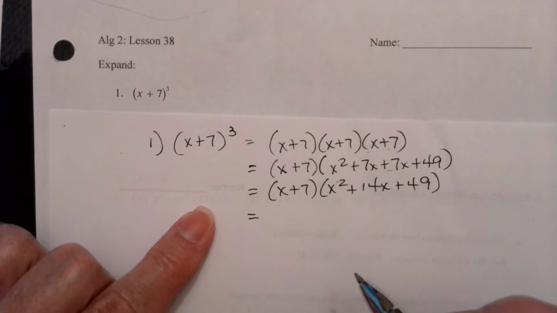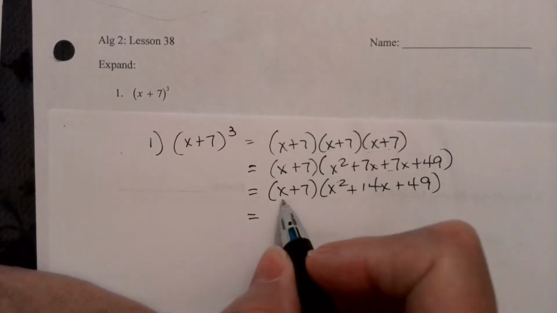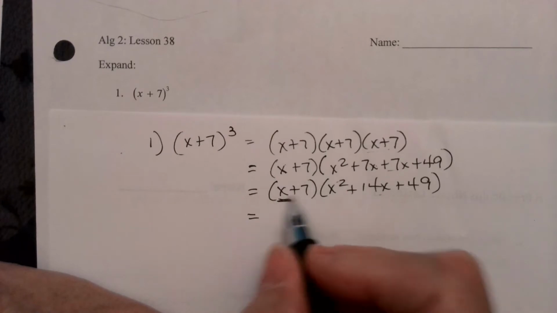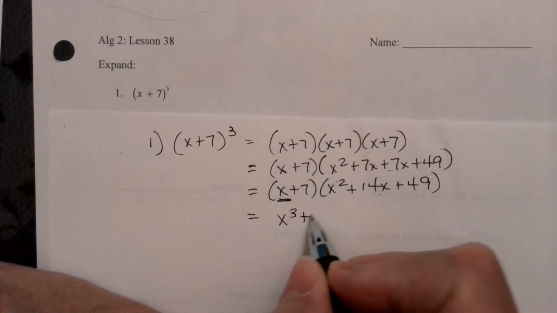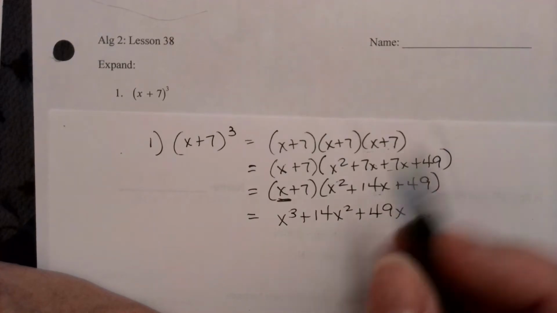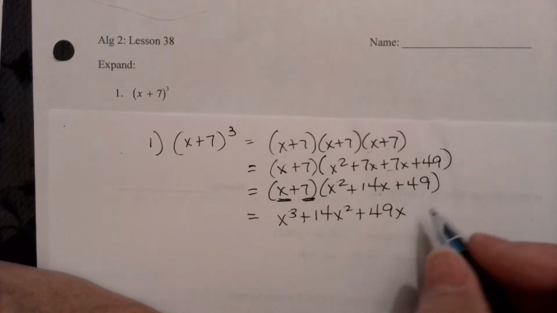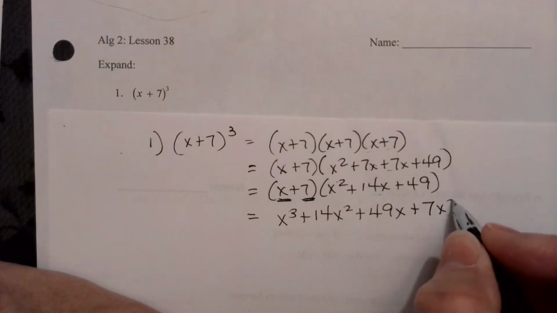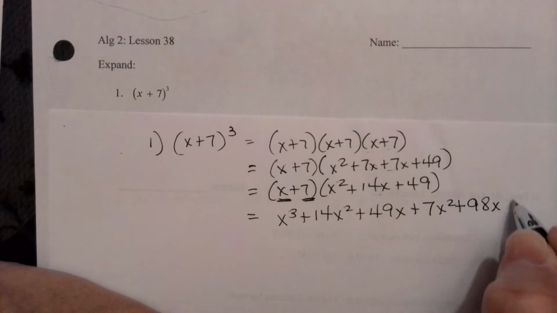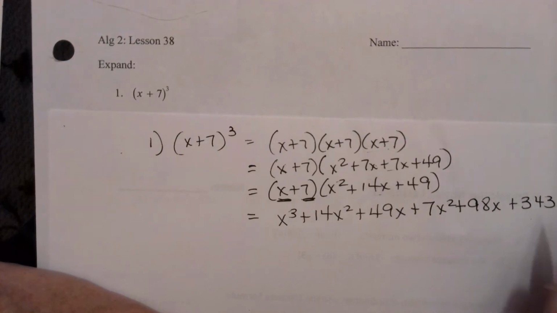Okay, now when you get ready to do it, you're going to take the first one and multiply it to all three in the second set of parentheses. So that's going to be x cubed, 14x squared, and 49x. Then you take the 7 and do the same thing. So you got 7x squared, and then you got 98x, and then you got 343.